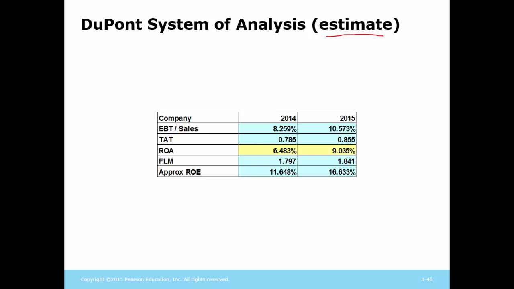Now, this is referred to as an approximate because most of the industry data that you can get doesn't use net profit. They use EBT divided by sales. So this is an approximate return on equity. So again, you can see it's 11.6 to 16.6. Where did that come from? Well, they have an increase in profitability, they have an increase in efficiency, and they have an increase in debt. So all three of those things are going to drive them towards greater return on equity.